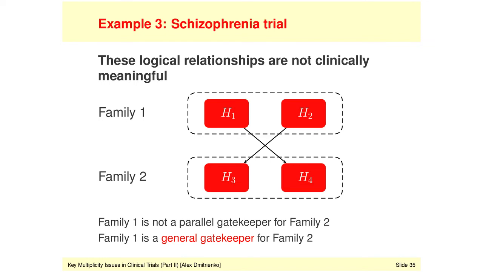This immediately tells us that family 1 cannot be thought of as a parallel gatekeeper for family 2. That's because the diagonal connections are no longer clinically relevant. This will be an example of a general set of gatekeeping conditions, and for this reason, family 1 will be termed here as a general gatekeeper for family 2. We're going to discuss in much more detail the process of setting up appropriate and valid gatekeeping procedures that are consistent with those general gatekeeping conditions in Module D.